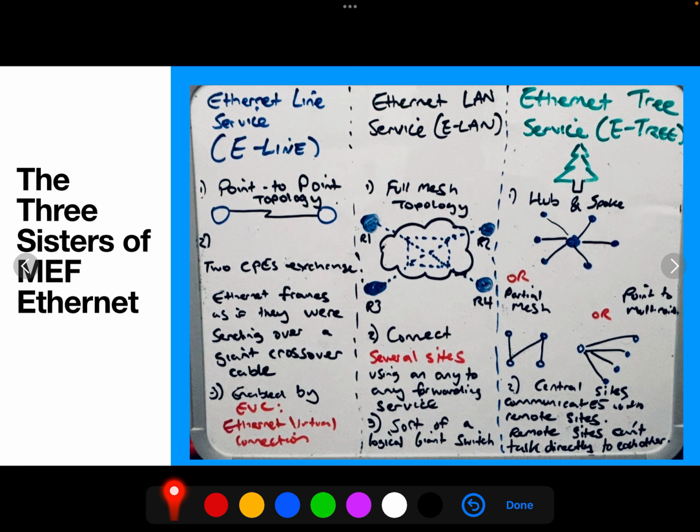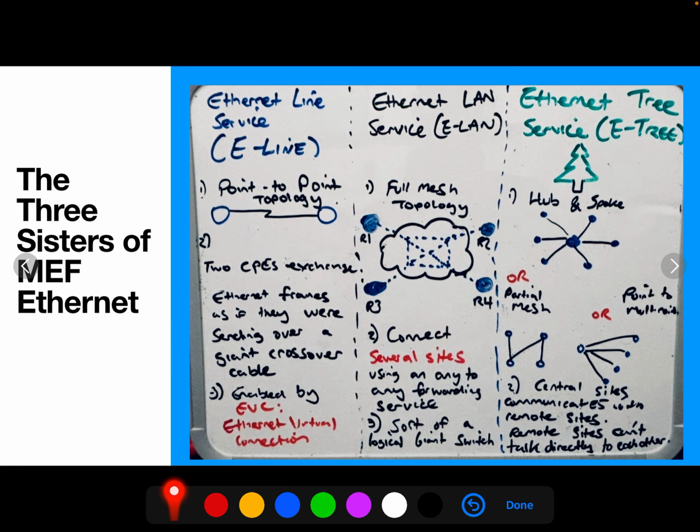This device can send to this one, this device can send to router 2 or router 3 or router 4. Router 4 can send to router 1, can send to router 2, can send to router 3. You can forward Ethernet frames in any direction you want here, directly.